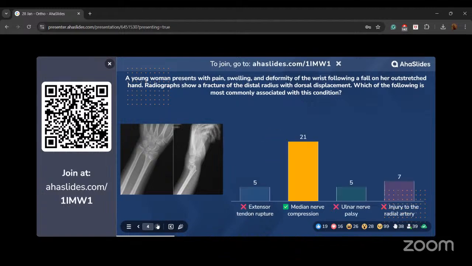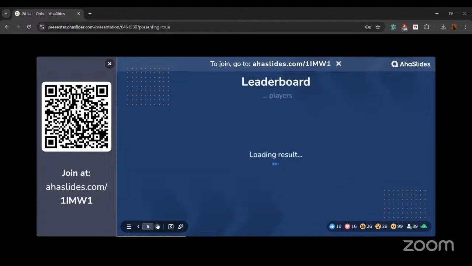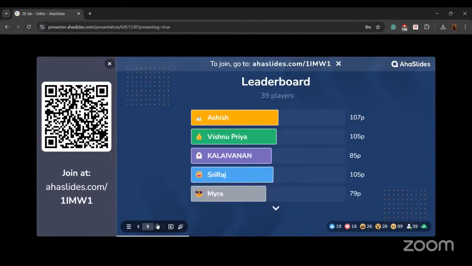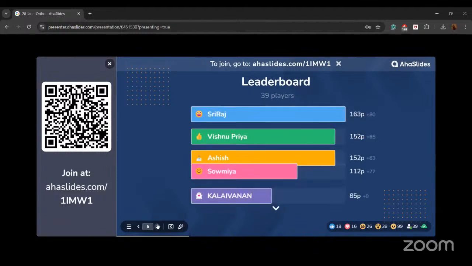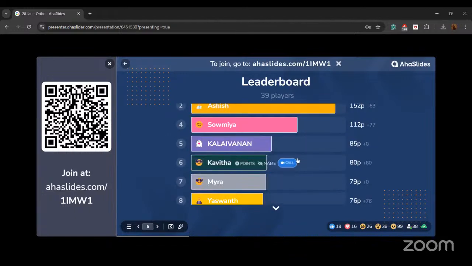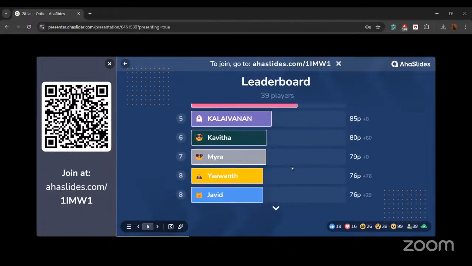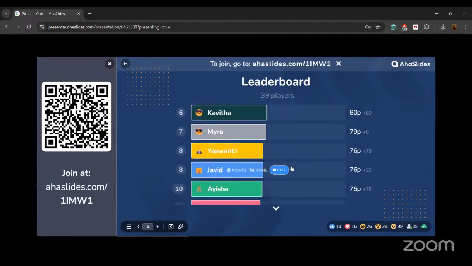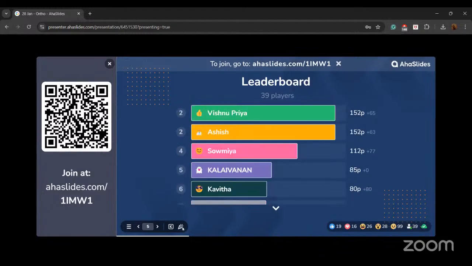Yeah, the right answer is median nerve compression. Okay, we have Sriram leading now, followed by Vishnu Priya at the second place, then Ashish, Soumya, Kalaivanan. And we have Kavita, Myra, Ishwant, Javed, and Aisha. Okay, move on to the third question.